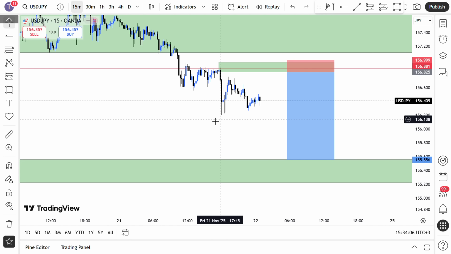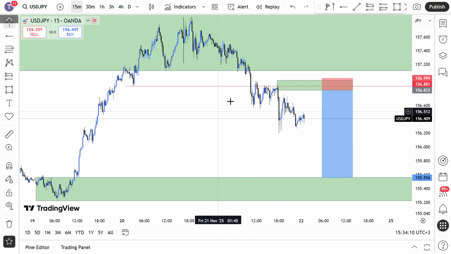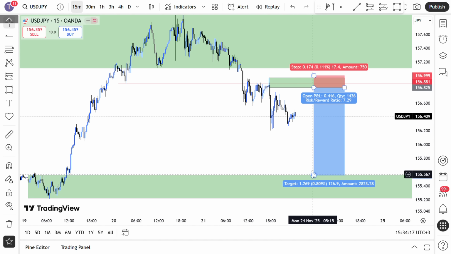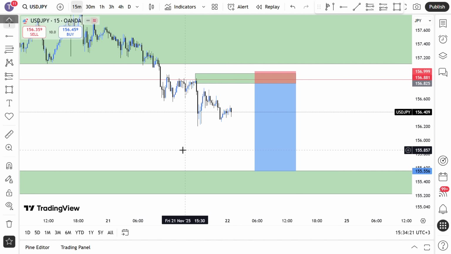So that is my view on USD. I want to take my selling opportunities from this zone now that we have the reaction from the daily order block. So I want to take my selling opportunities to these lows, to the 4-hour order block. So that is my view on USD.